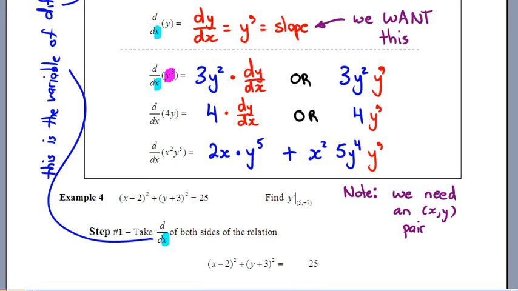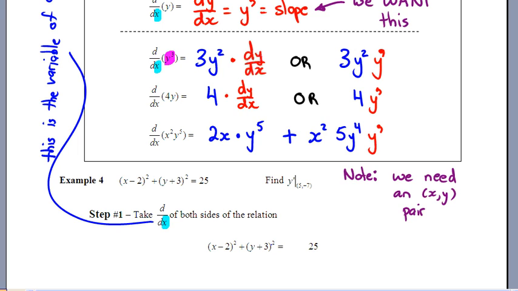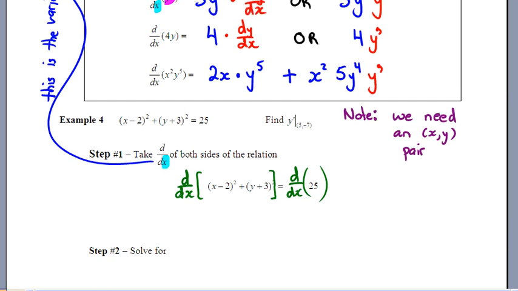All right, so there's my relationship. It's implicit right now. It doesn't have it solved for y. And I'm going to take the derivative with respect to x of this side, and I'm going to take the derivative with respect to x of this side. Okay, so the derivative of that, well, that's like a blob squared. So we're going to have 2 times the blob to the first power times the derivative of the inside. That would just be a 1. Okay, boring, kind of wasting your time there.